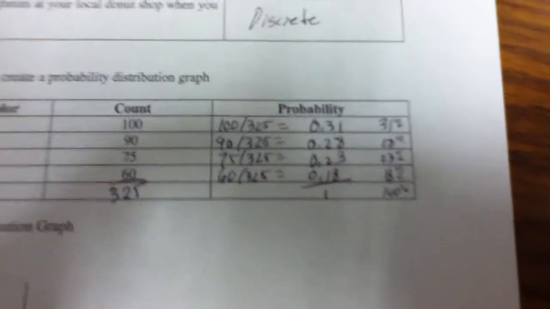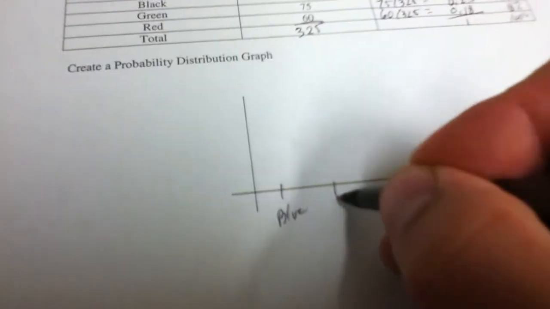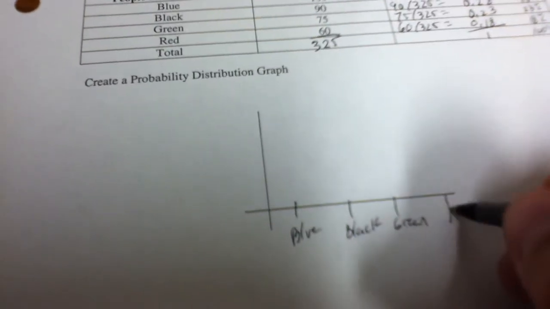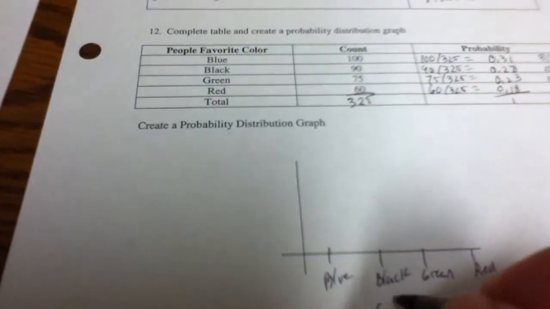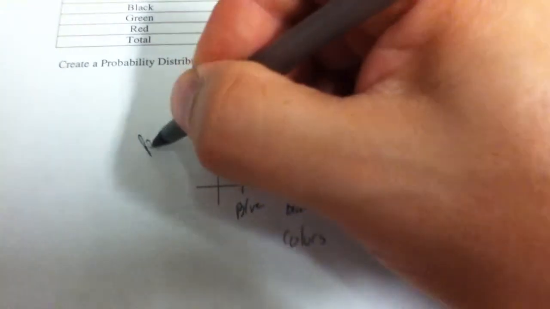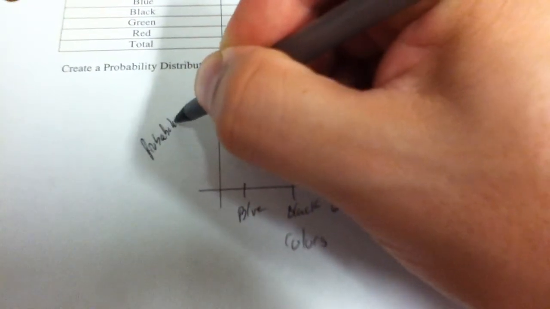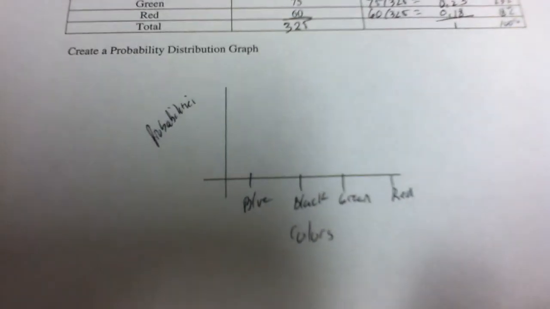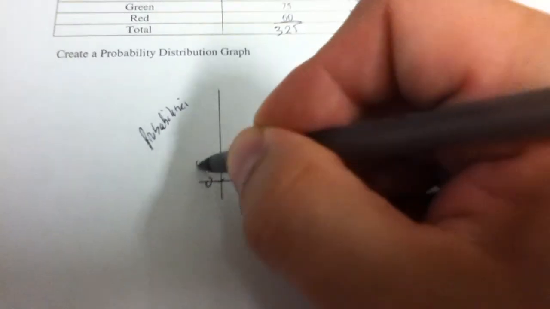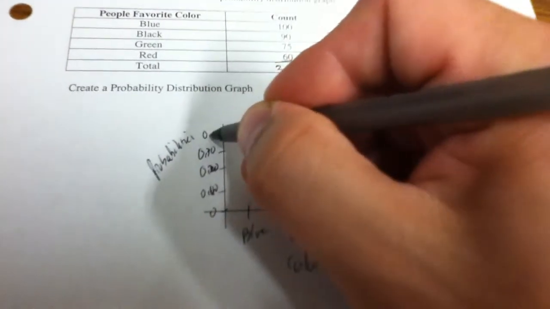Then we're going to graph these. So I'm going to label we have blue, we have black, we have green, we have red. So we put the colors on the x-axis. Then we're going to put the probabilities on the y-axis. And our numbers, the lowest is 18 and the highest is 31. So maybe we'll start with 0. We'll go 0.10, 0.20, 0.30, up to 0.40.